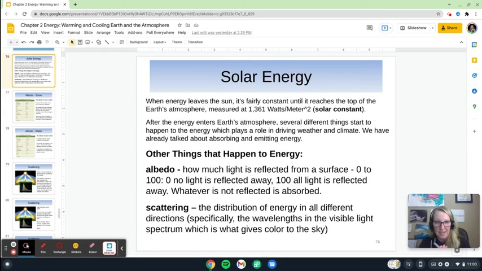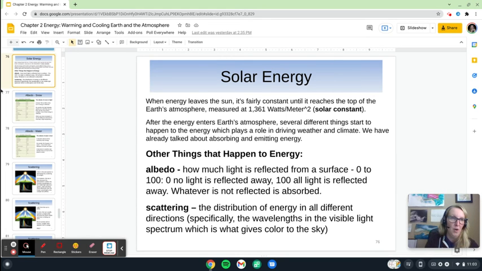Okay, then we have scattering, which takes the radiant energy and scatters it in all different directions. It's not reflection. Reflection is in at one angle, out at another, where it won't change and it can be absorbed somewhere else. Scattering takes it and breaks it up and sends it in all kinds of different directions. We think about this with visible light, specifically in giving the sky color in sunsets.